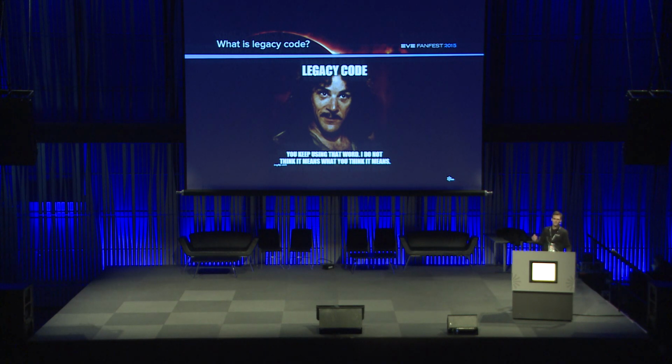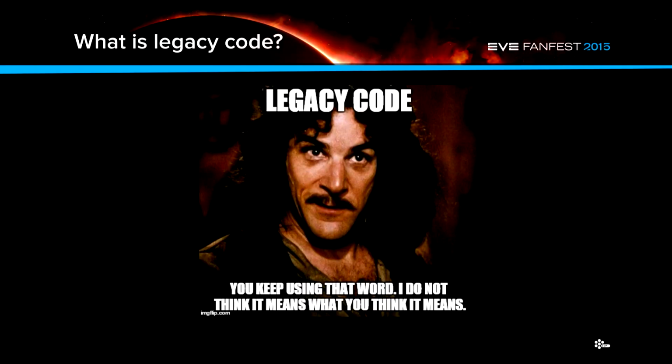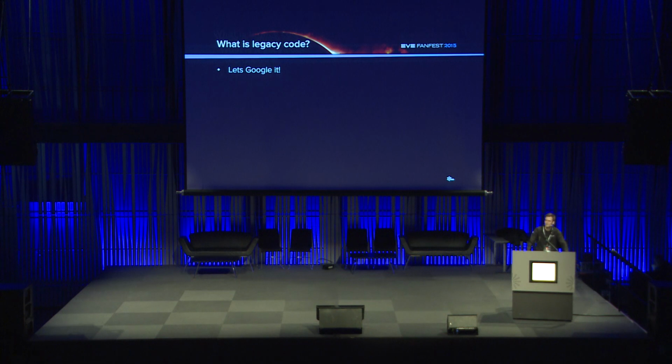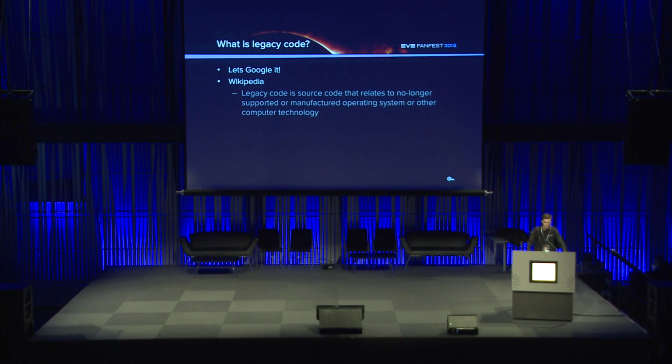We throw that term around a lot, but I think everybody that works with any sort of legacy code has a different understanding of what it means. So I actually went ahead and Googled it, because that's what programmers do. Wikipedia says legacy code is source code that relates to a no longer supported or manufactured operating system or other computer technology. That seems to imply that it's somehow related to stuff that nobody knows anymore.